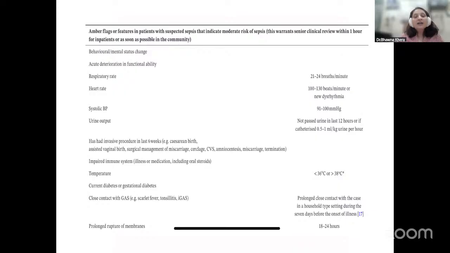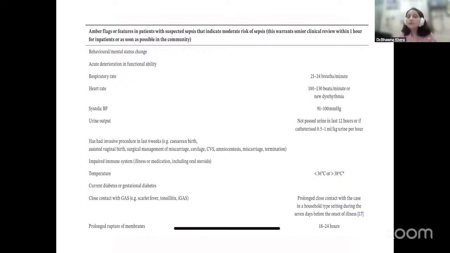And the patient has had an invasive procedure in the last 6 weeks, such as vaginal birth, management of miscarriage, any invasive procedure, right? There is impaired temperature, 38. There is current diabetes or gestational diabetes. Close contact with any person who has GAS, that is group A streptococcus.